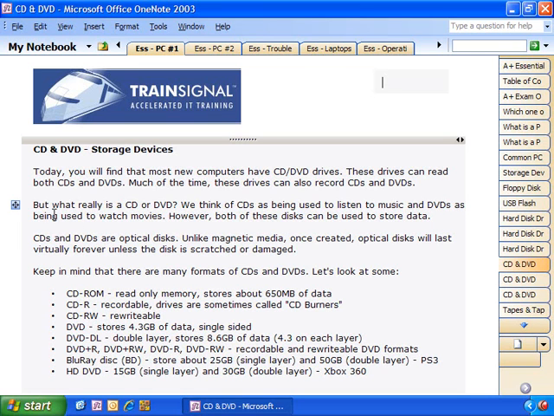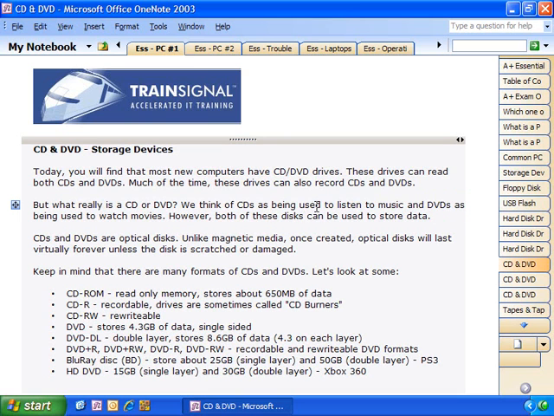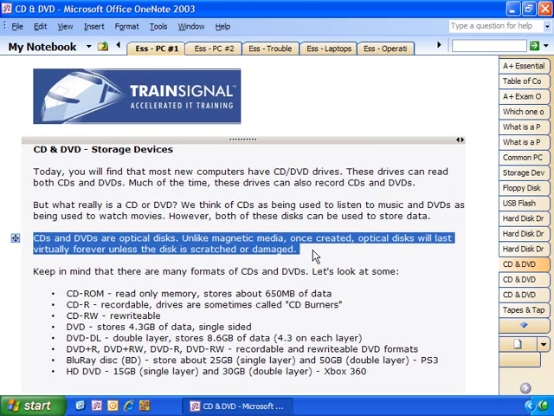But what really is a CD or a DVD? Now, we think of CDs as being used to listen to music and DVDs being used to watch movies. However, both of these types of discs can be used to store data. CDs and DVDs are optical discs, and unlike magnetic media, once they're created, optical discs will last virtually forever unless the disc is scratched or damaged. So optical discs have a very long life, and they're very reliable if they're properly taken care of.